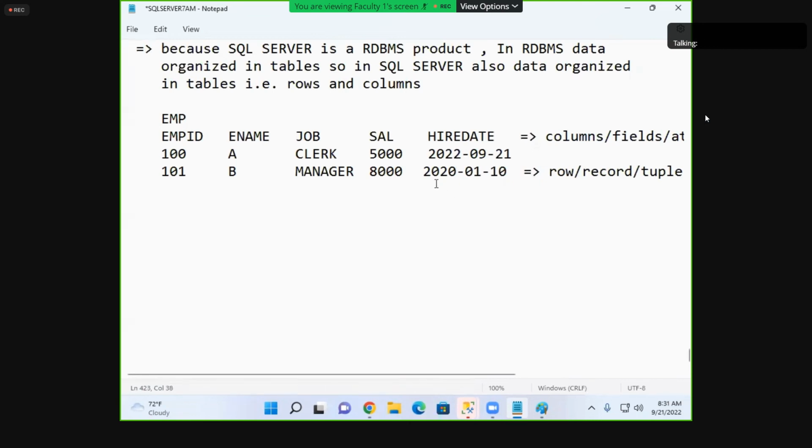In this table, how many records are there? One now. This is one. How many are there? Two. The first one is not considered a row. The first one contains field names. This is not a row. Don't consider this a row. And this is a row. How many rows are there in this table?